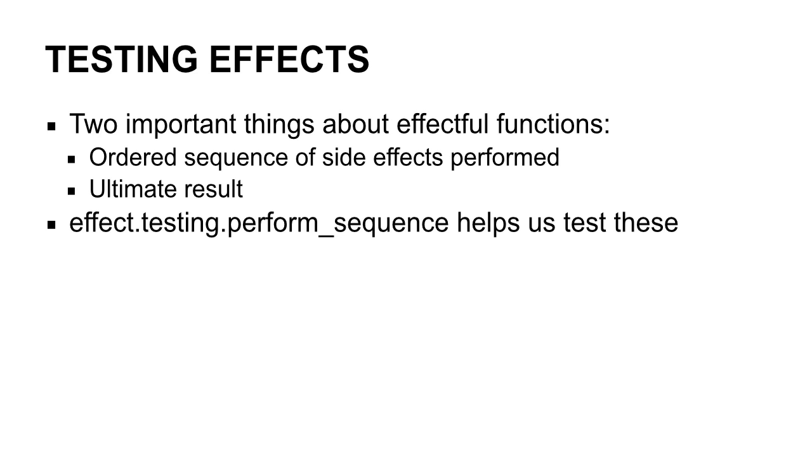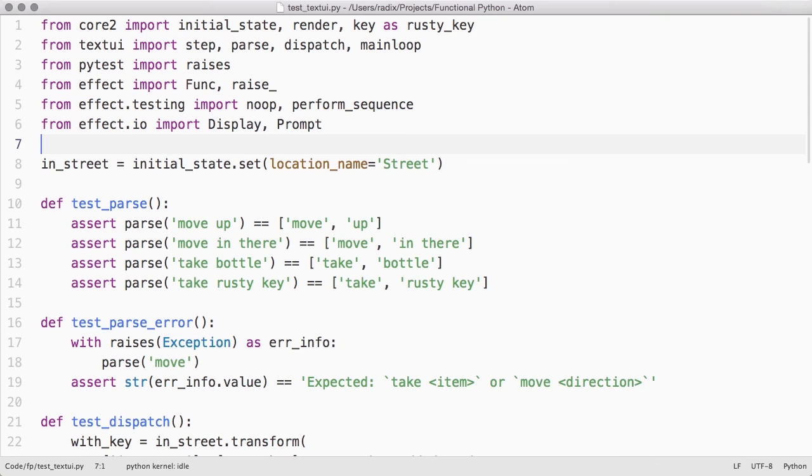The effect library provides a few very useful testing tools to help write unit tests against effectful code. The primary one is the perform sequence function, which simulates performing an effect while ensuring that exactly the expected effects are run in a specific order. It also returns the final result of that effect. This is exactly the tool we need to test those two crucial aspects of effectful functions. I'll be modifying the test.textui.py file in your working files folder.